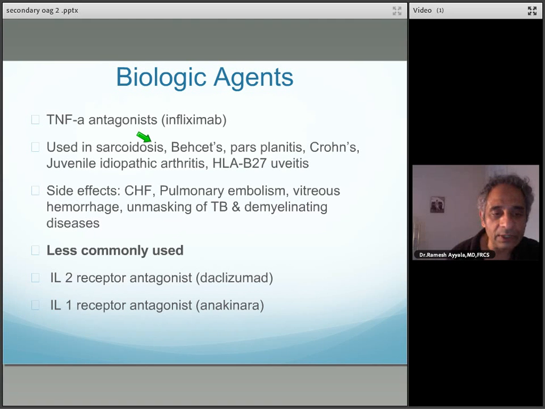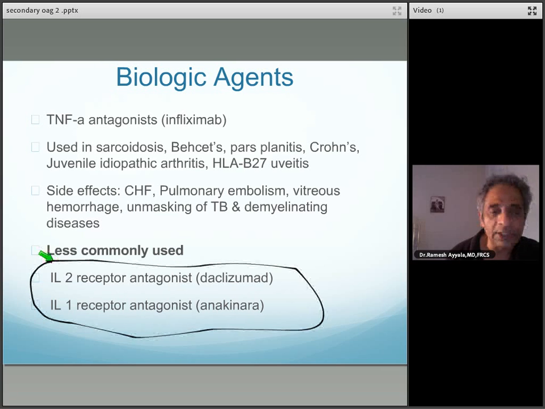The IL-1 and IL-2 receptor antagonists are much less commonly used drugs, but they may ask you questions regarding these drugs. So at least you should be familiar with these drugs and the mechanism of action of these drugs, if nothing else.